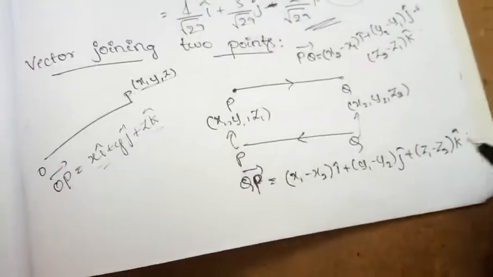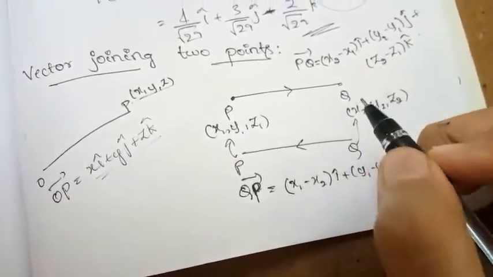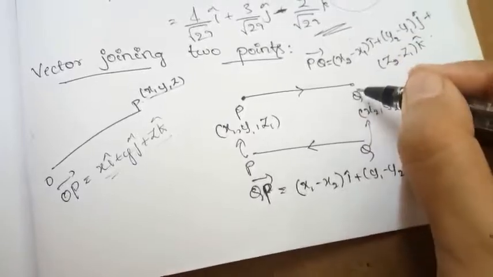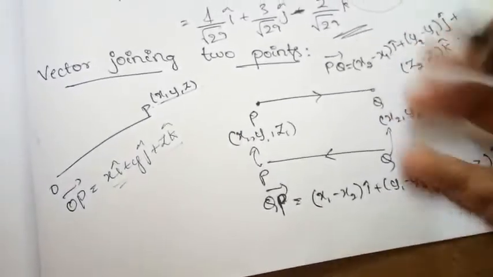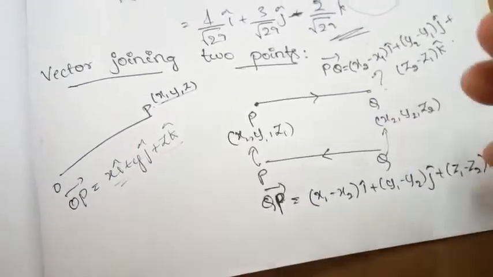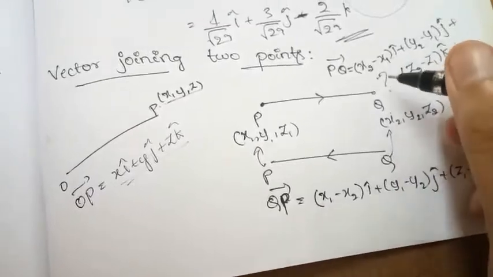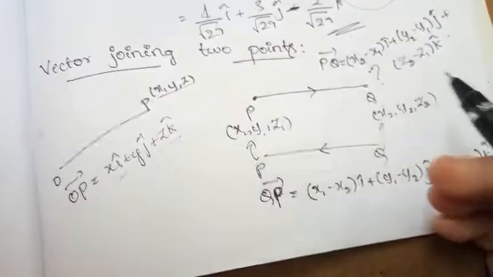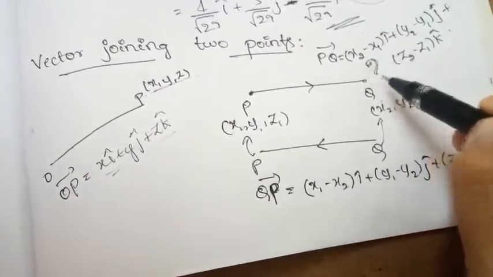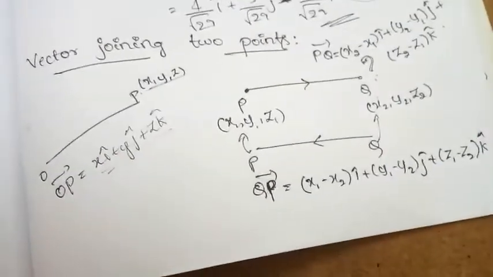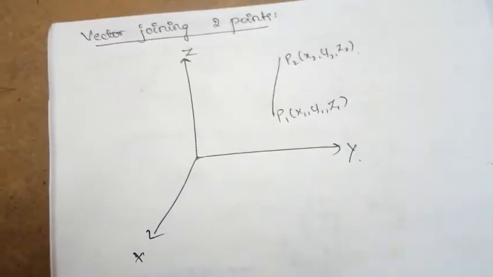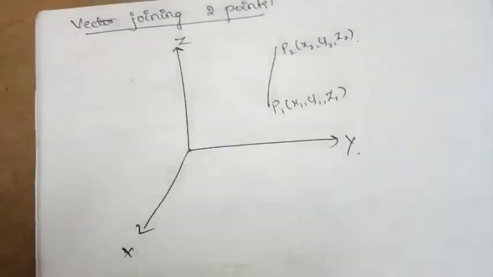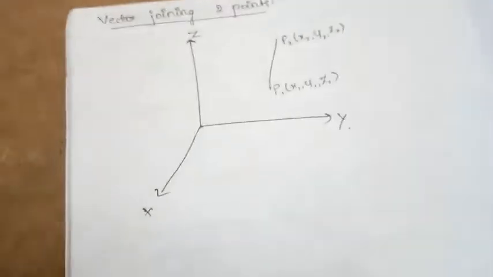But the most important thing is that we people don't concentrate on things like how these formulas are derived. So let us understand. This is the formula to find the vector joining any 2 points. So let us understand how this is derived.